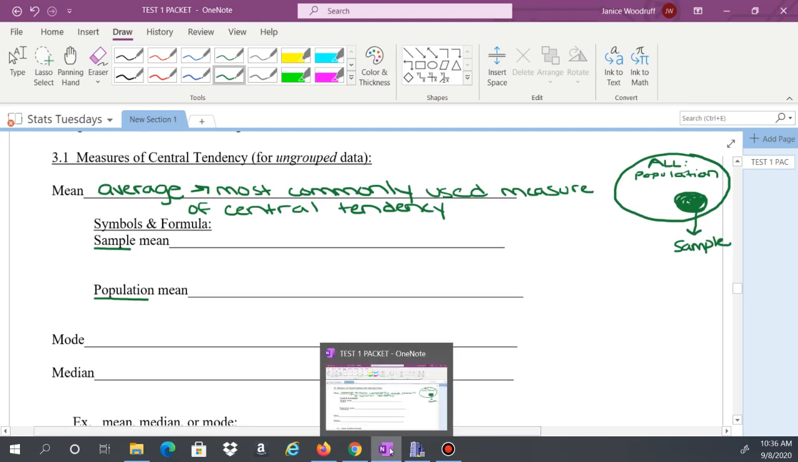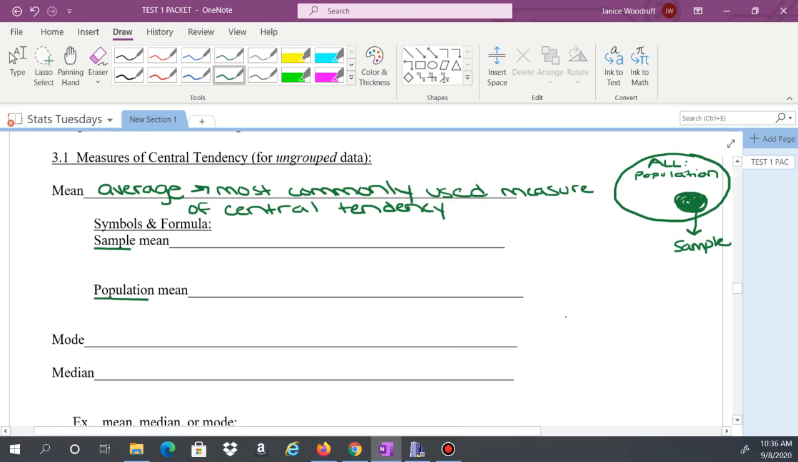So if we're asked to find the mean or any measure here, we want to ask ourselves, are we using a sample or are we using a population? You'll look at the context of the question. A sample mean, here's the symbolism for it. It is an X with a line over it, and we're going to call that X bar. It goes like this: you have the sum of your X values divided by a lowercase n.